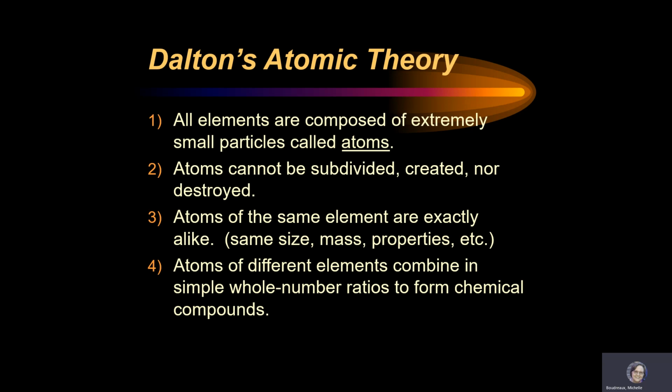Point 4 says that atoms of different elements combine in simple whole number ratios to form compounds. And we'll look at those compounds similar to the ones we saw on a previous slide. The element symbol always has a whole number after it, or no number, which means it's a 1. You never see carbon 1, oxygen 1.3. It's always whole numbers.